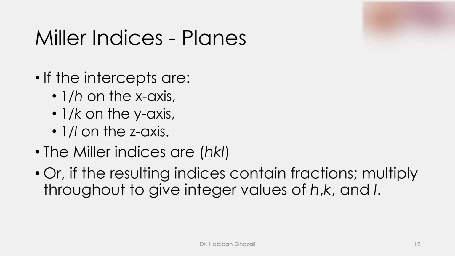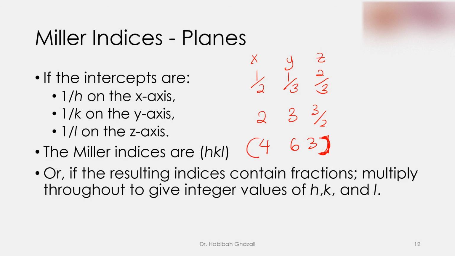So for example, if you have come up with the intercepts as 1 over 2 in the x direction, 1 over 3 in the y direction, and suddenly your z-axis is 2 over 3. So this is what you get. Take the reciprocal, you will get 2, 3, and 3 over 2. And now you cannot have fractions in your Miller indices, so you multiply throughout. So you will get 4, 6, and 3. And that should be your Miller indices.